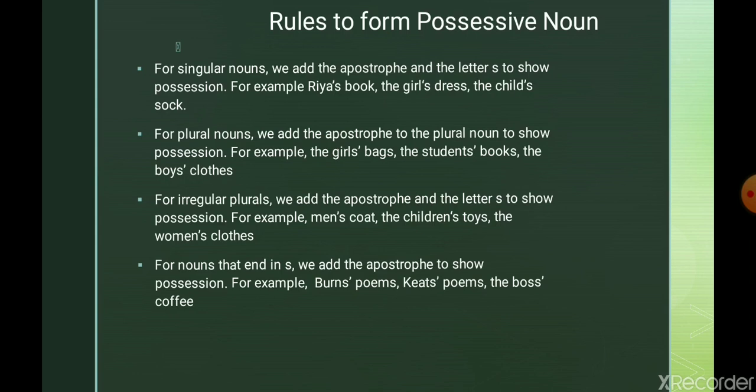For plural nouns, we add the apostrophe to the plural noun to show possession. For example, the girls' bags, the students' books, the boys' clothes. So over here we are talking about plural nouns. We are talking about many girls, right? We are not talking about a single girl. That is the reason that whenever we are talking about plural nouns, we have to add the apostrophe after s and not before s. When we are talking about a singular noun, we add the apostrophe before s, and when we are talking about plural nouns, we add the apostrophe after s.